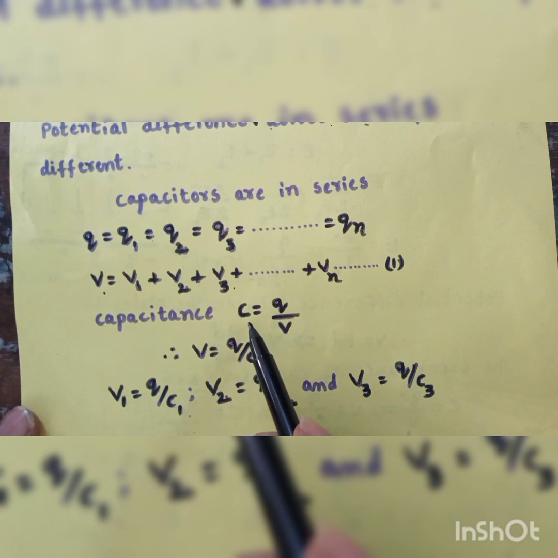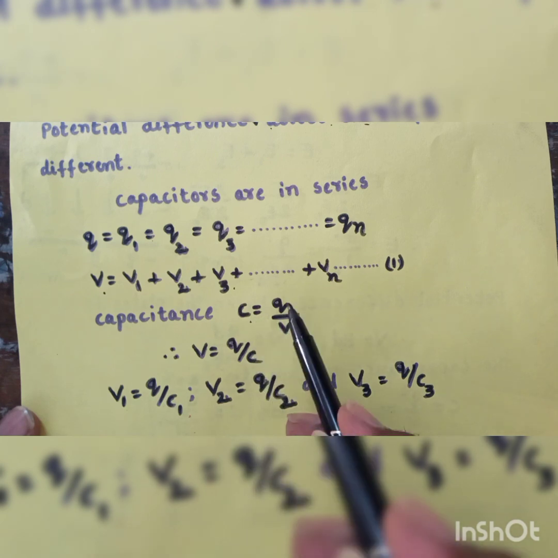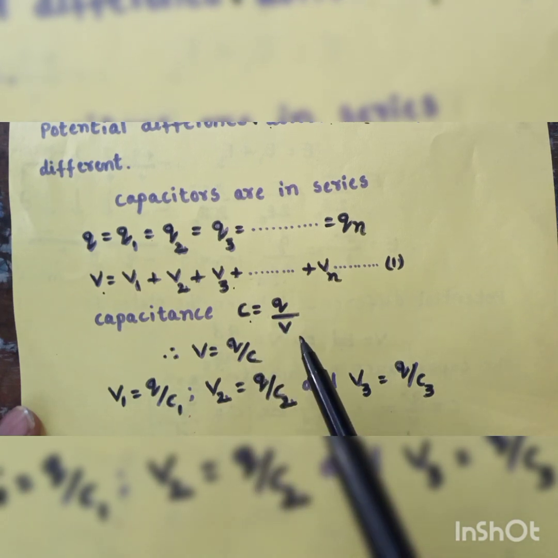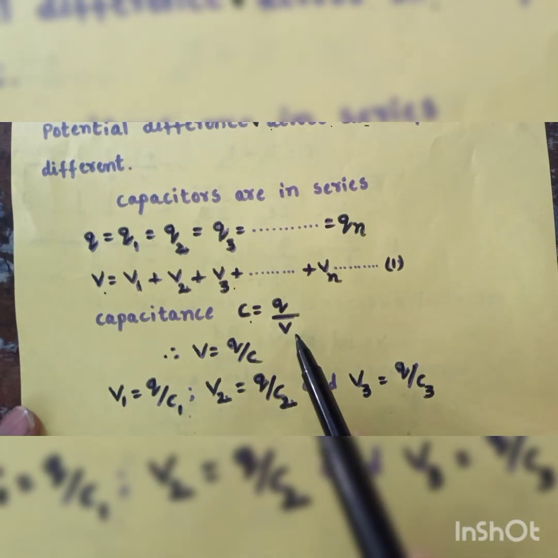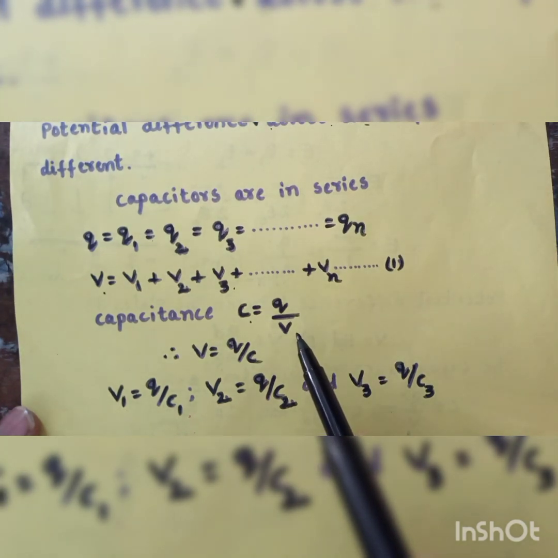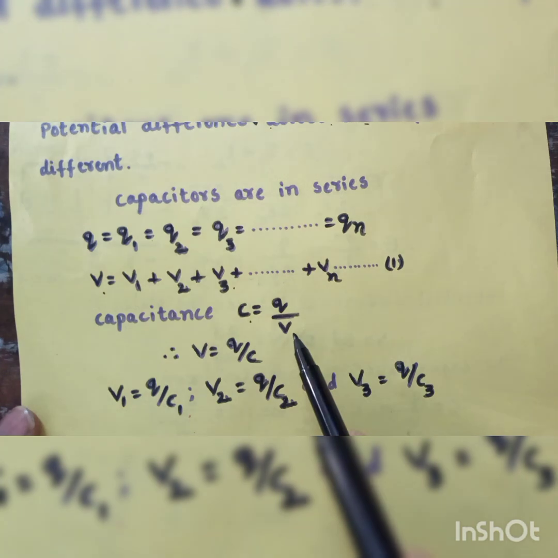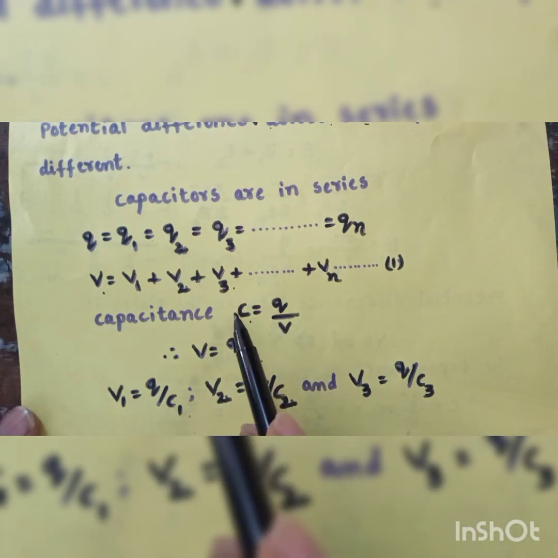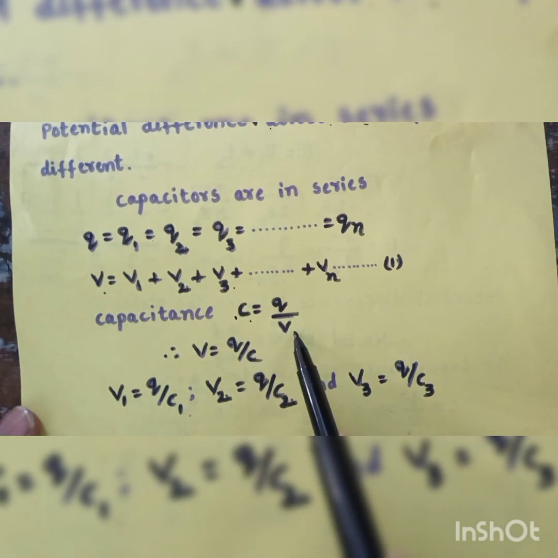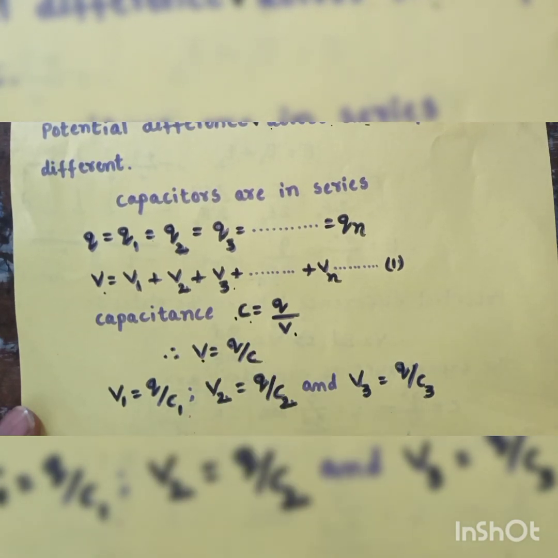Capacitance formula, capacitance of a capacitor: C is equal to Q by V. Which one is different? The potential difference is different, so you can take the V value. V on the left, C on the right: V is equal to Q by C.